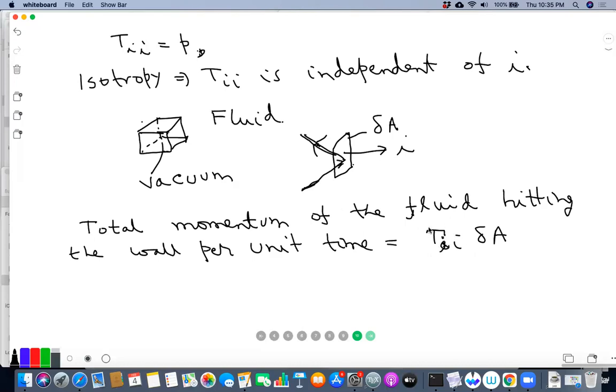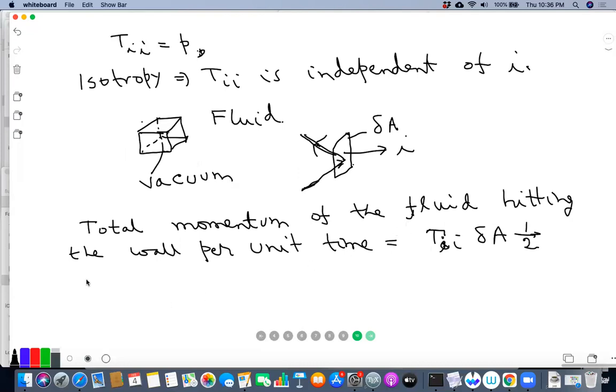But actually, this is not quite true because T^ii gets contribution both from the particles coming from the left as well as from particles coming from the right. But in this artificial system where you have put a vacuum inside the box, you only have the particles coming from the left, and nothing coming from the right. So you really get only half of this result. So this is the total momentum of the fluid that is actually hitting the wall per unit time.